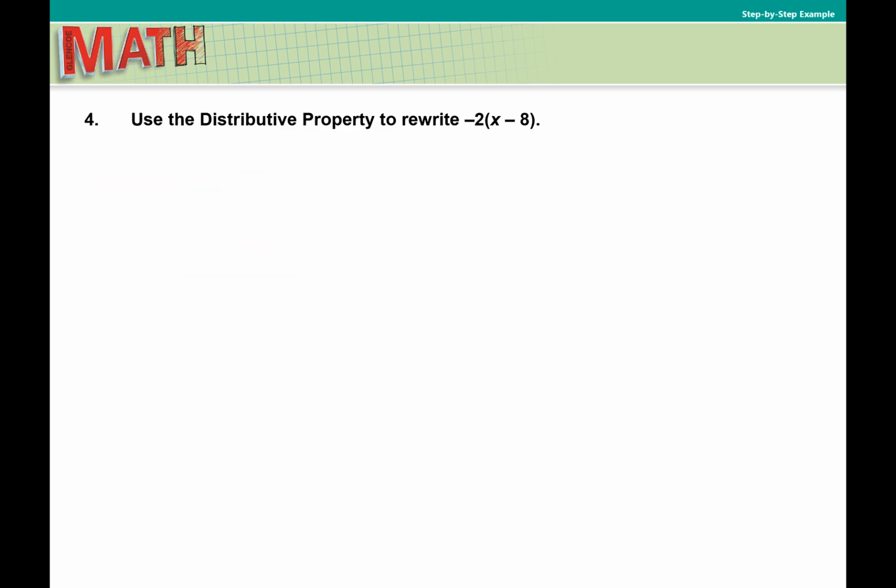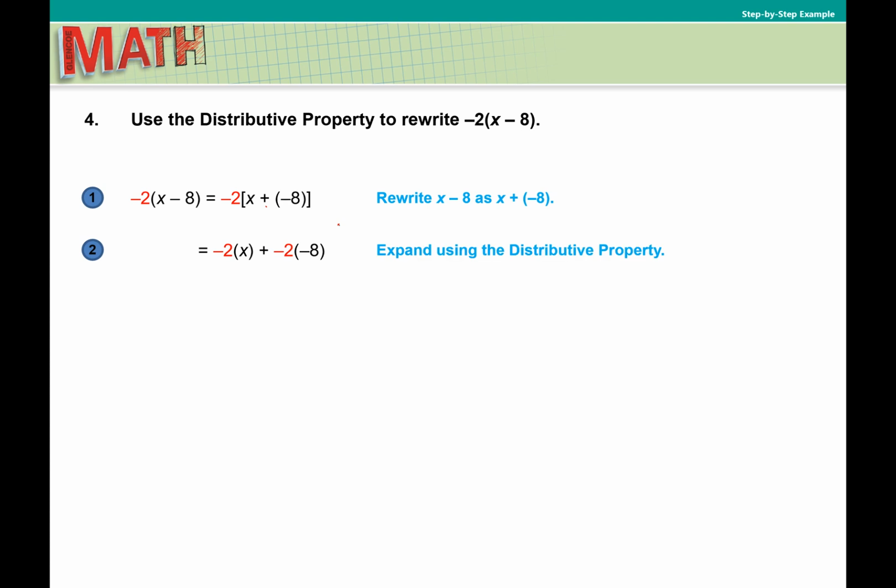Okay, use the distributive property to rewrite negative 2 times x minus 8. Again, we want to rewrite that problem, negative 2 times x minus 8, as negative 2 times x plus negative 8. That way we can go through and multiply negative 2 times x plus negative 2 times negative 8. You get an answer of negative 2x plus 16.